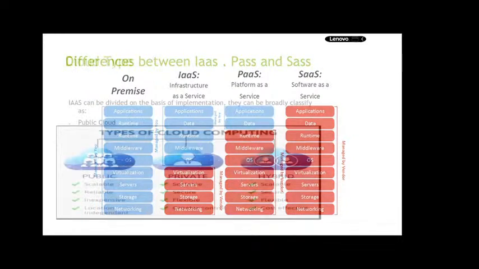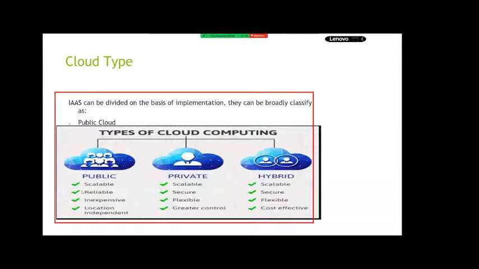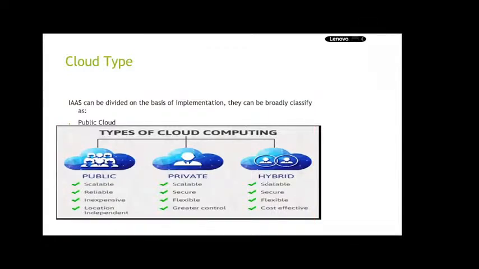Next, see, these are the types of cloud. What are the types of cloud? One is public, private, hybrid. What is the public, guys? It's a generic term, right? What is public? Accessible by all. The resources that can be accessed from anywhere in the world are called public. Do you agree? I am repeating: the resources that can be accessed from anywhere in the world are called public.